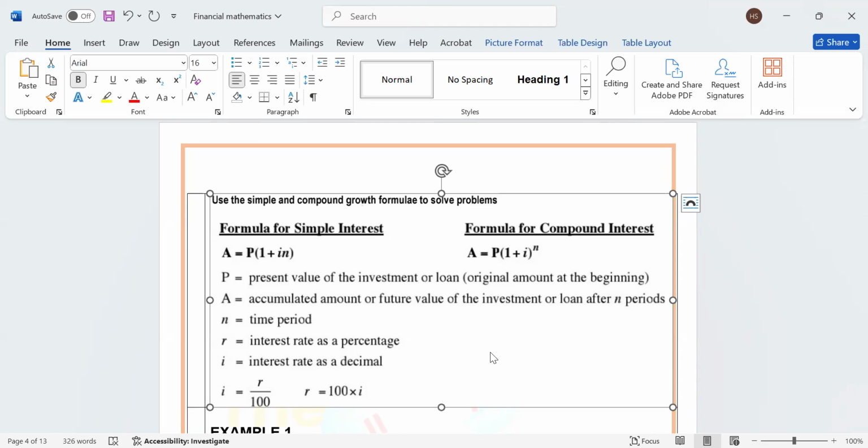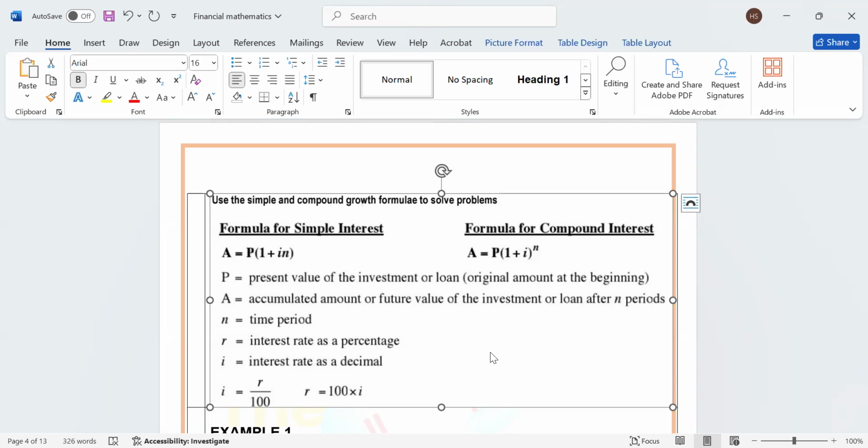So every time we're reading a statement, the statement is going to be given with the interest rate as a percentage. Interest rate as what?